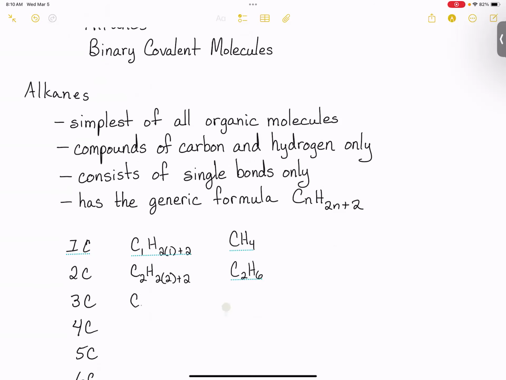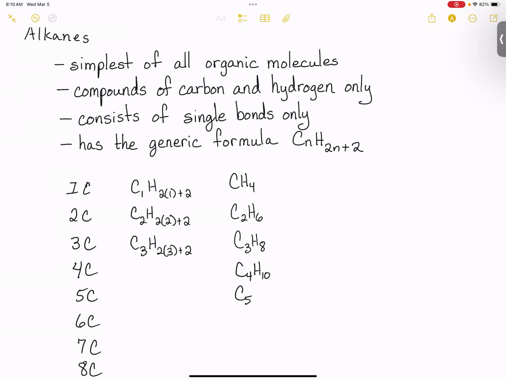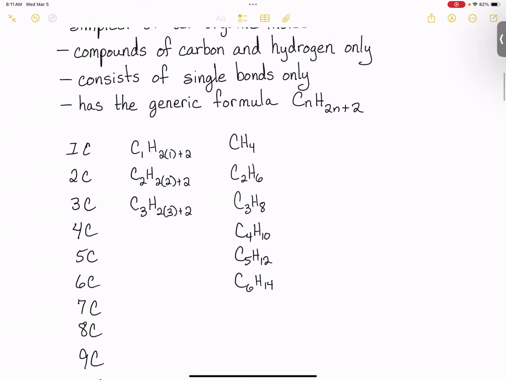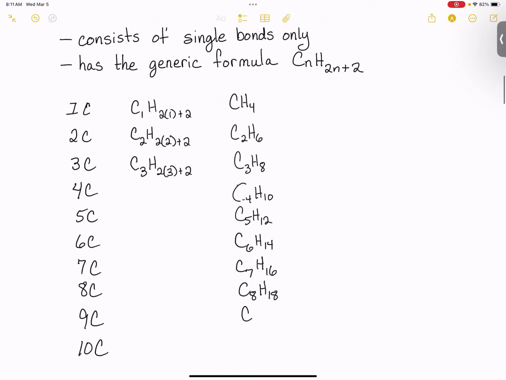For the next one, if we're talking 3 carbons, then the number of hydrogens is 2 times 3 plus 2, or in other words, it's going to be C3H8. 4 carbons, if you do the math, will be C4H10. 5 carbons will be C5H12. 6 carbons will be C6H14. 7 carbons will be C7H16. 8 carbons, C8H18. 9 carbons, C9H20, and 10 carbons, C10H22. I will not go past 10 carbons for this class.